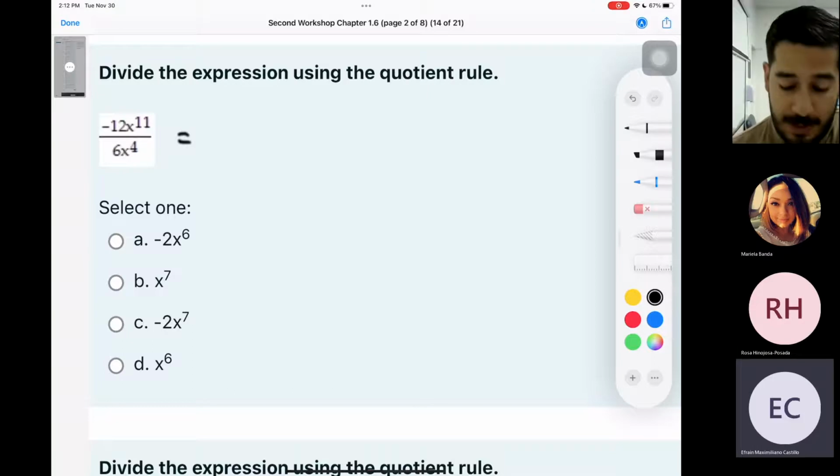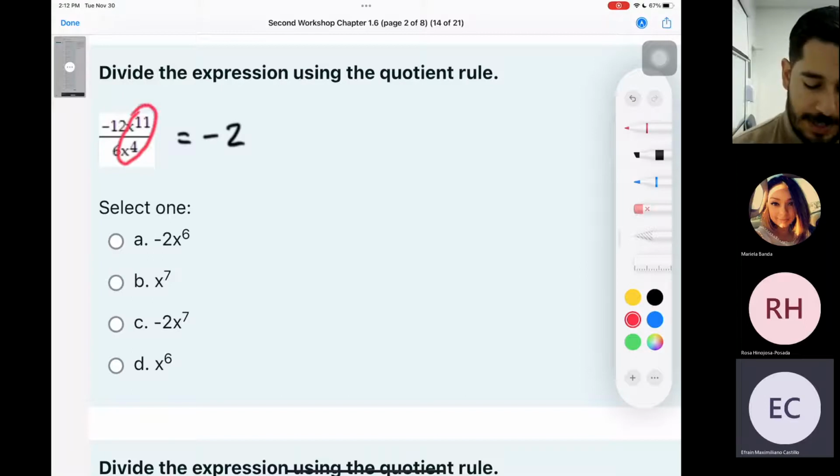And negative 12 divided by 6 is the division of a negative and a positive. So the result is going to be negative. And 12 divided by 6 is 2. And then I'm going to apply the rules of exponents to these x's that I have in here.